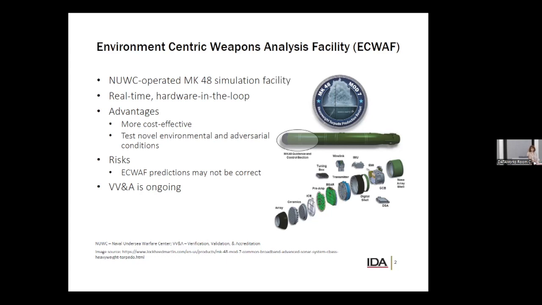So testing like this has a lot of advantages. It's much more cost effective than going out into the ocean and shooting a bunch of torpedoes. And it also allows for testing novel environmental and adversarial conditions that you just can't get out in the ocean. However, as with any M&S, there's the risk that this might not be producing accurate results. And so to that end, IDA is working on the verification, validation, and accreditation process to confirm that this facility is doing what they say they're doing.